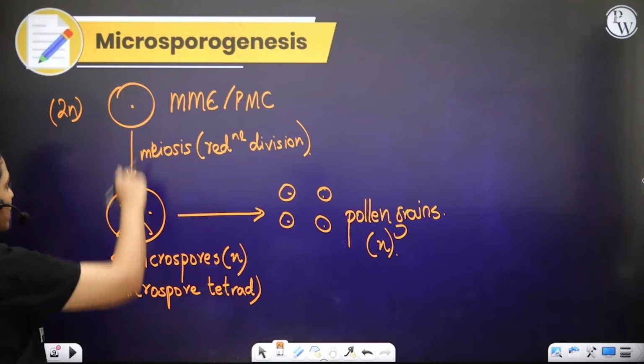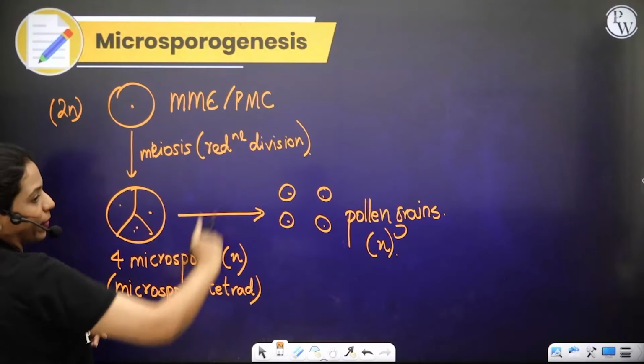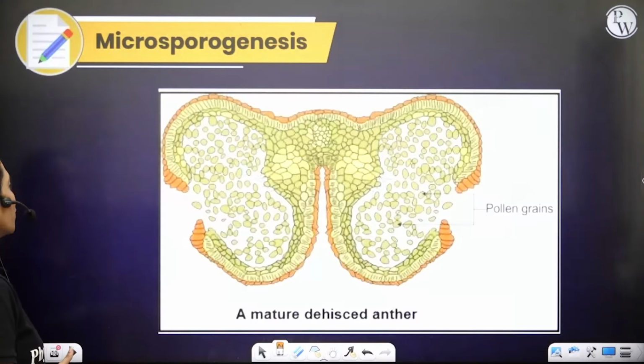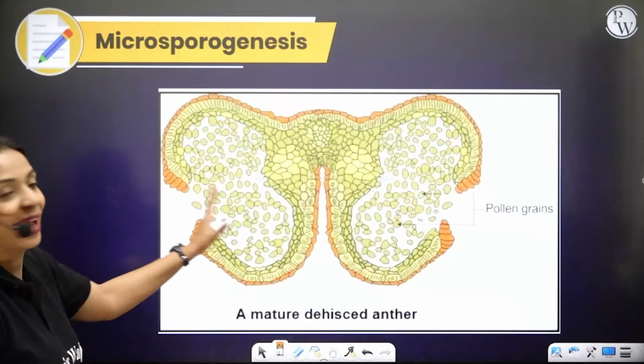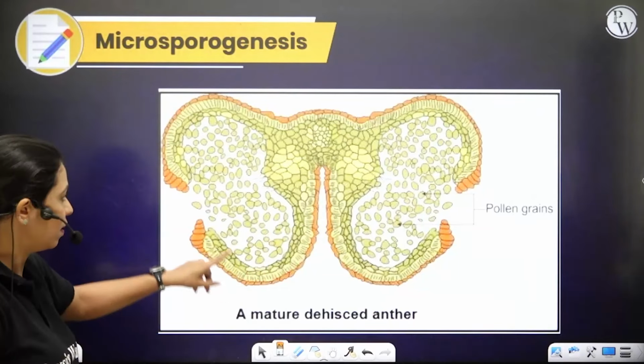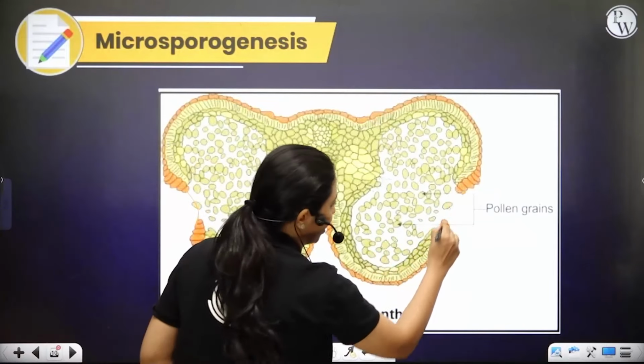So this process of formation of microspores from the microspore mother cells is what we call microsporogenesis. Now here you can see clearly how towards the end of maturation of the anther, the pollen grains are produced. You can see how the outer layers are no more intact.